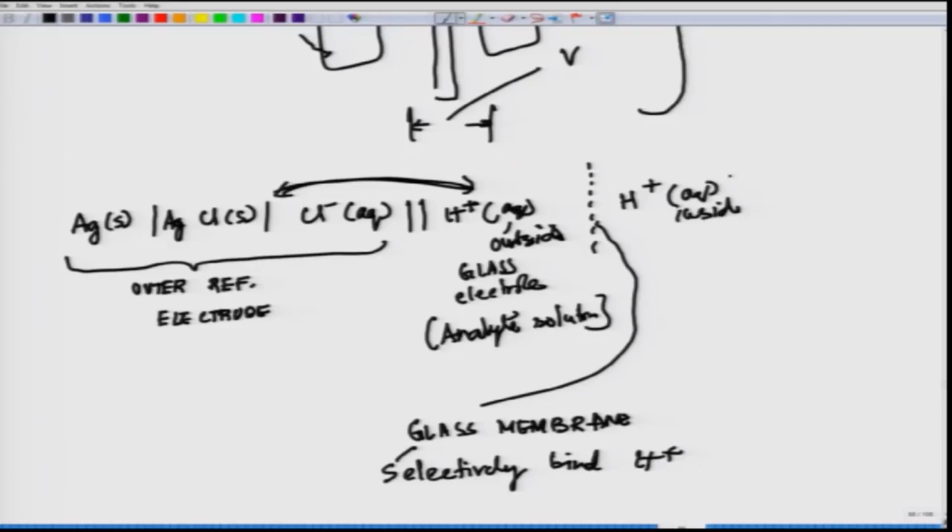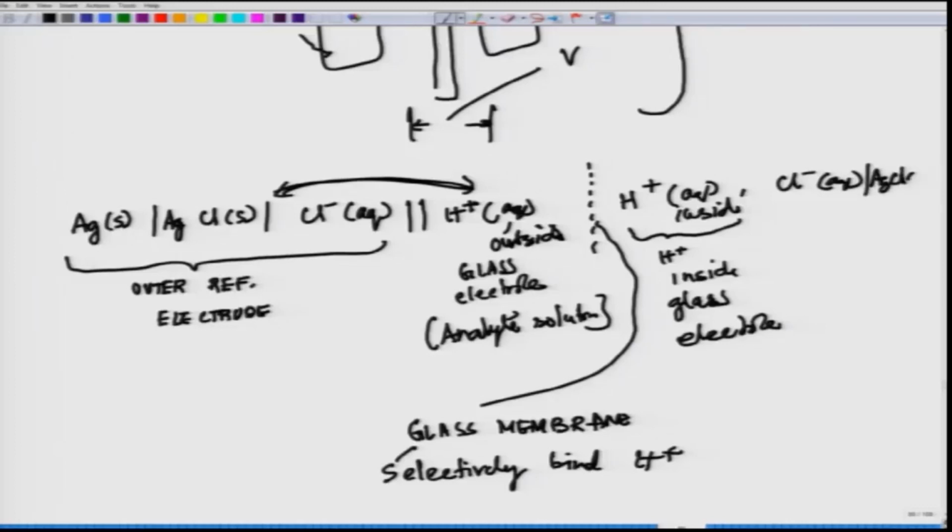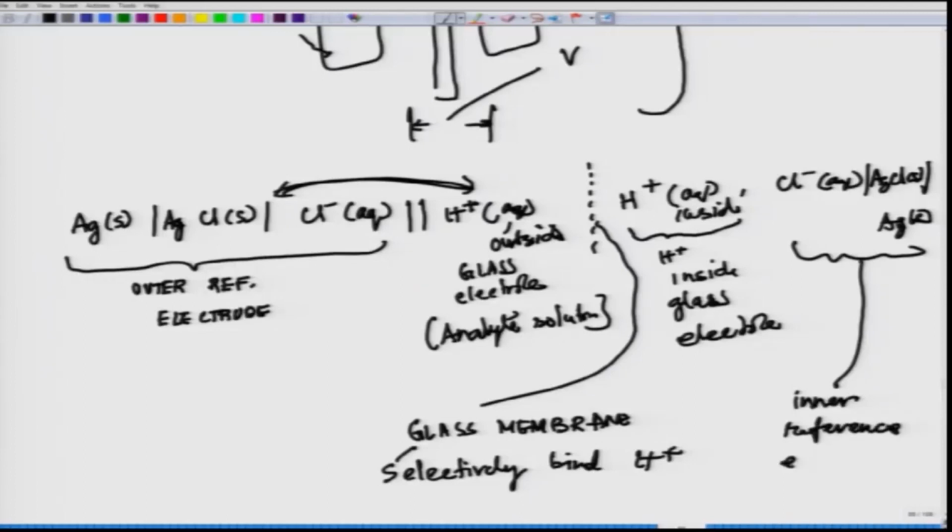Once I draw the picture, it will make more sense, with Cl minus aqueous. So, this is what we have as H plus inside the glass electrode, and then you have the inner reference, which is Cl, AgCl solid, Ag solid. So, this is your inner reference electrode. You have two reference electrodes, the inner reference electrode and the outer reference electrode.